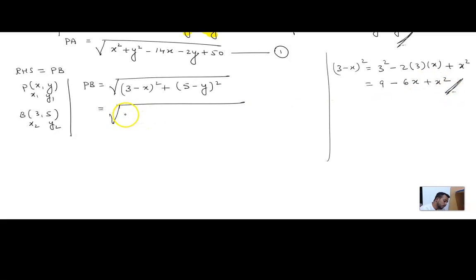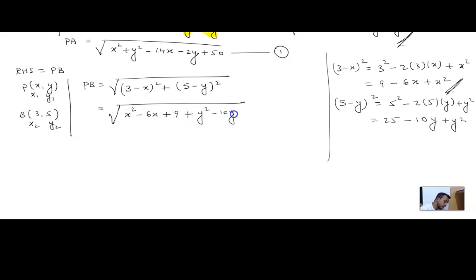Got it? Now we can write x square, second degree, then first degree, that is minus 6x, then constant, that is 9. Similarly, plus what is left out? (5 minus y) whole square. So 5 square minus 2 into 5 into y plus y square. 5 square is 25 minus 2 5s are 10y plus y square. That's nothing but y square minus 10y plus 25. If you want, you can write it as it is, 25 minus 10y plus y square. Same thing you can substitute here, no problem.